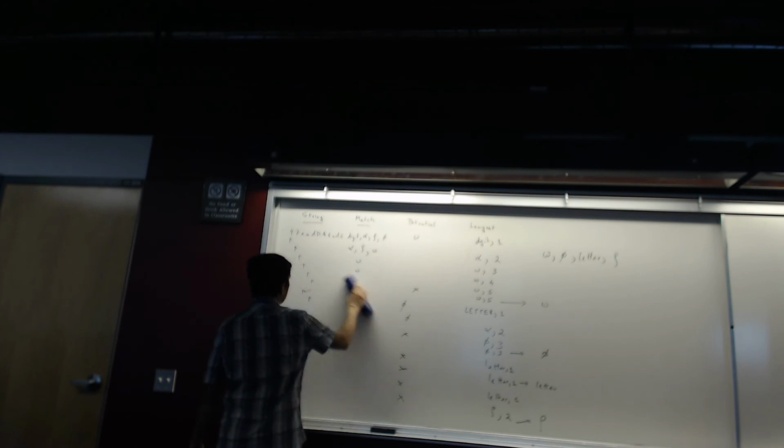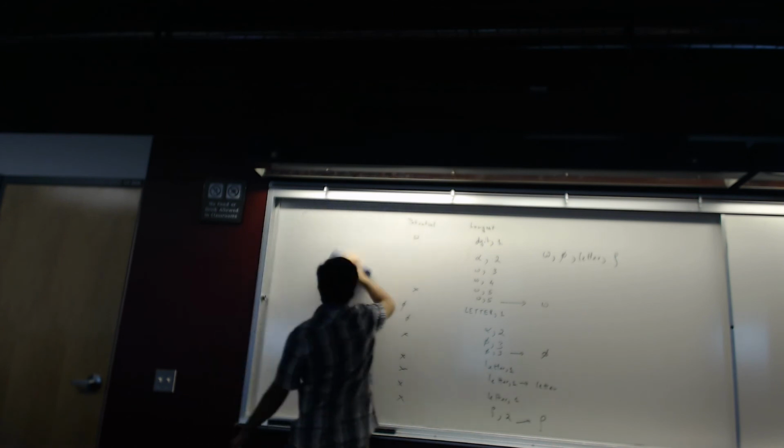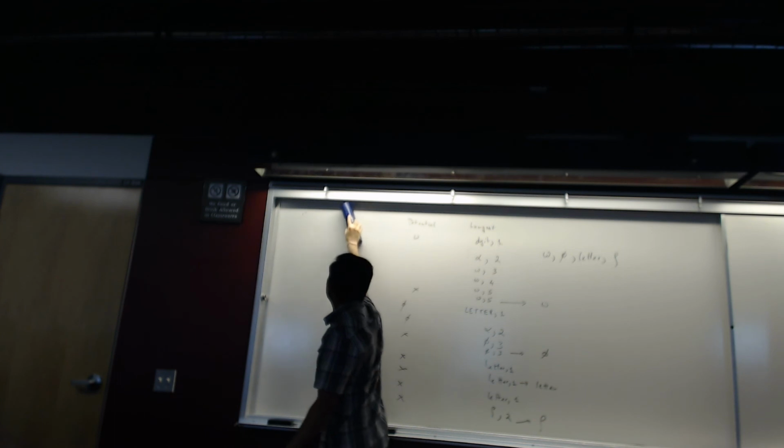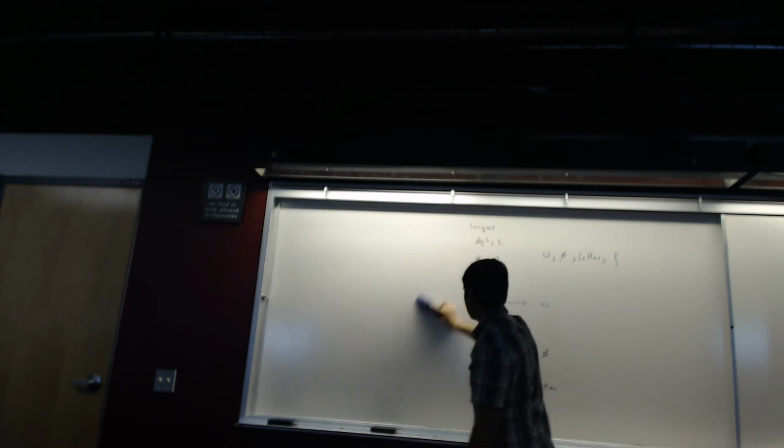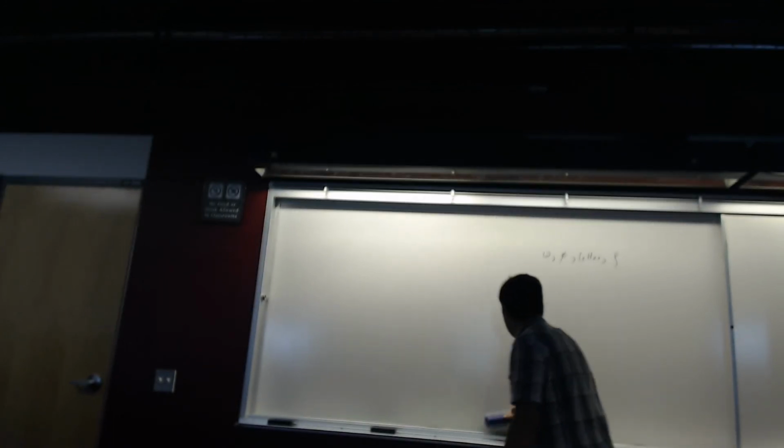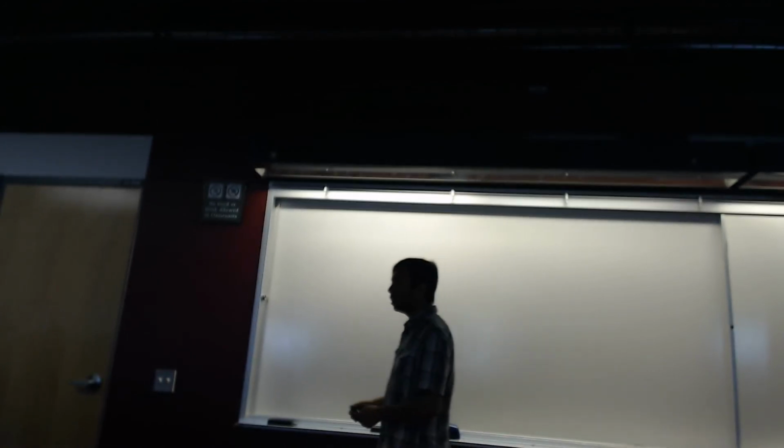FG. Capital or small? Small f. Oh, it has to be small, right? Yes, small f, small g. Okay, so we have small f, small g. So what are the 2 parse trees? How can we parse it?